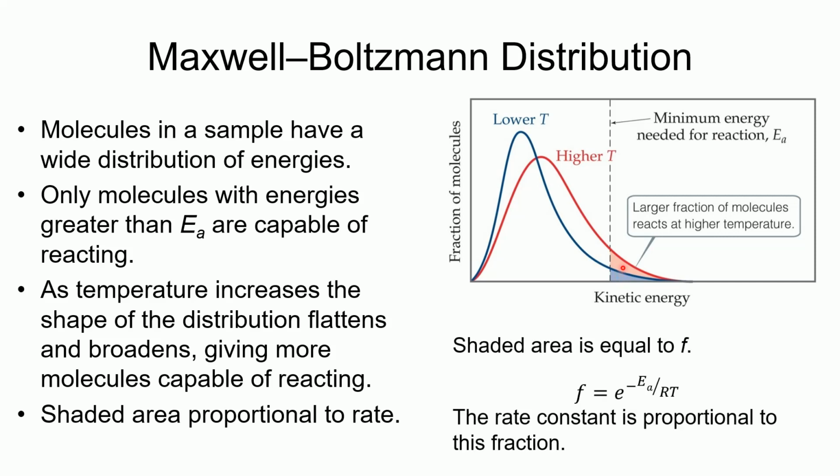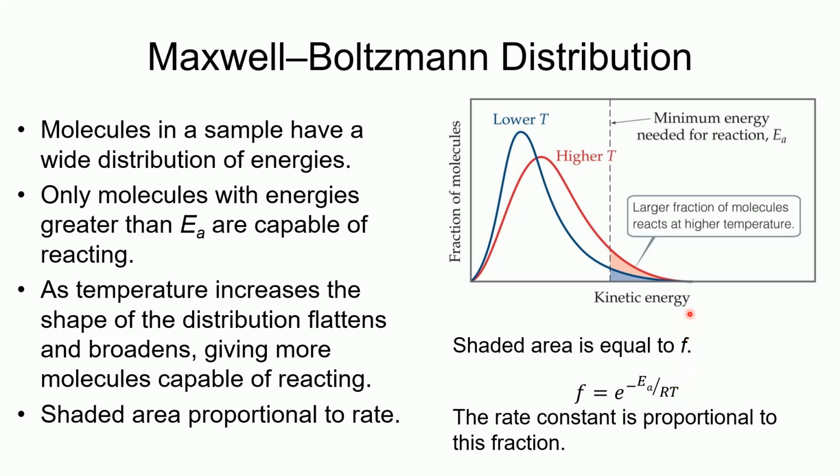We can mathematically describe what that shaded area is using this function. This function comes from doing a little bit of calculus, and thanks to Maxwell and Boltzmann, we can determine what that value is. So the fraction of molecules that has at least that amount of energy will be equal to e, which is the base of the natural log, raised to the negative EA over RT, where EA is the activation energy, R is the gas constant, and T is the temperature in Kelvin.